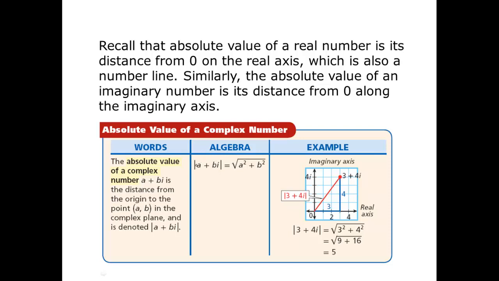Algebraically, we find the absolute value of this complex number by taking the square root of a squared plus b squared. Okay, now please remember that when we have addition or subtraction, the squares do not cancel the square root. So as we see in our example, if we want to find the absolute value of 3 plus 4i, square root of 3 squared plus 4 squared, we actually square those two numbers, 9 plus 16, which simplifies to 5.